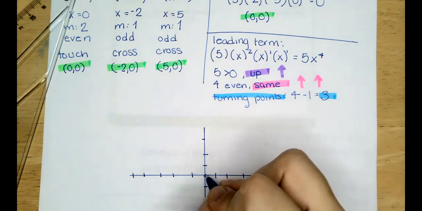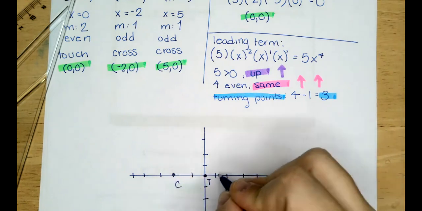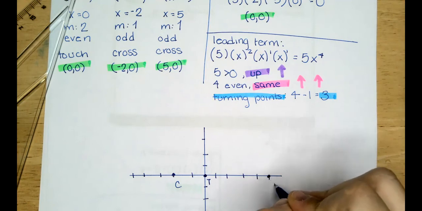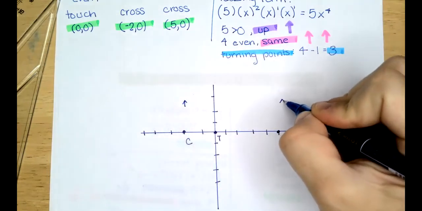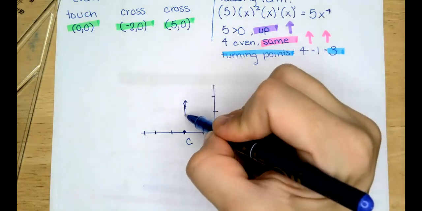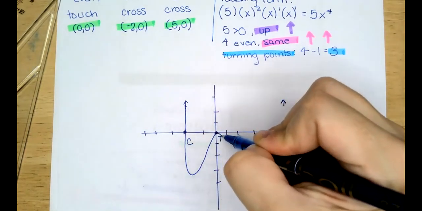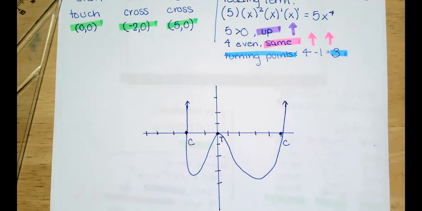All right. At (0, 0), it's going to touch. At (-2, 0), it's going to cross. And at (5, 0), it's going to cross. It's going to go up and up because this 5 is positive, and it can have 3 turning points. So it's going to cross here, come up and touch here, and cross here again. That is 3 turning points, 1, 2, 3. That is both sides going up, and it is crossing at -2, touching at (0, 0), and crossing at 5.